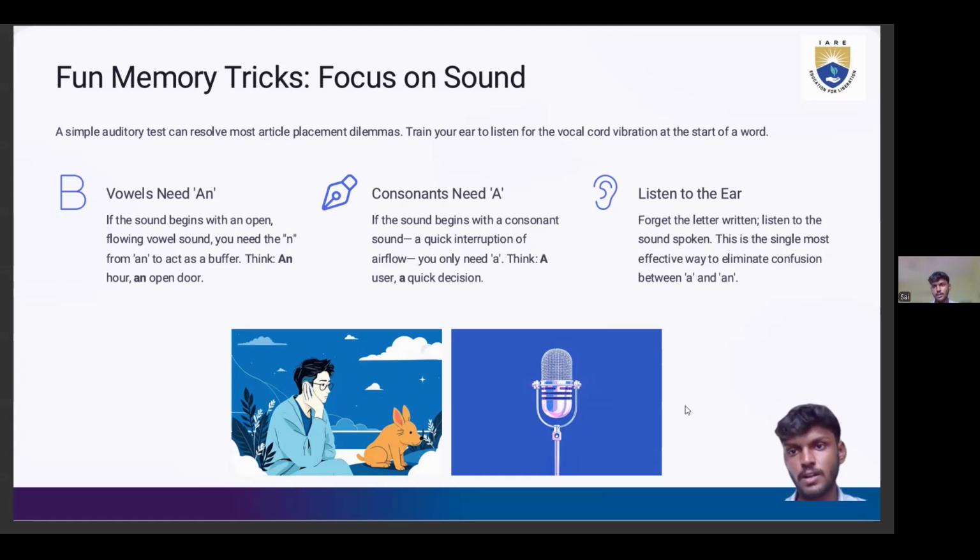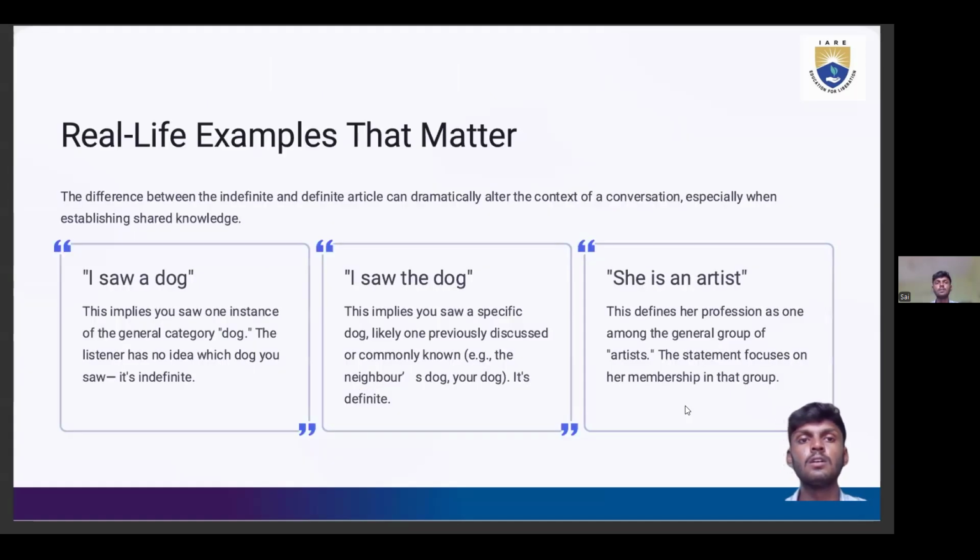Listen to the ear. Forget the letter written. Listen to the sound spoken. This is the single most effective way to eliminate confusion between a and an. Real life examples that matter. The difference between the indefinite and definite article can dramatically alter the context of a conversation, especially when establishing shared knowledge. I saw a dog. I saw the dog. She is an artist.